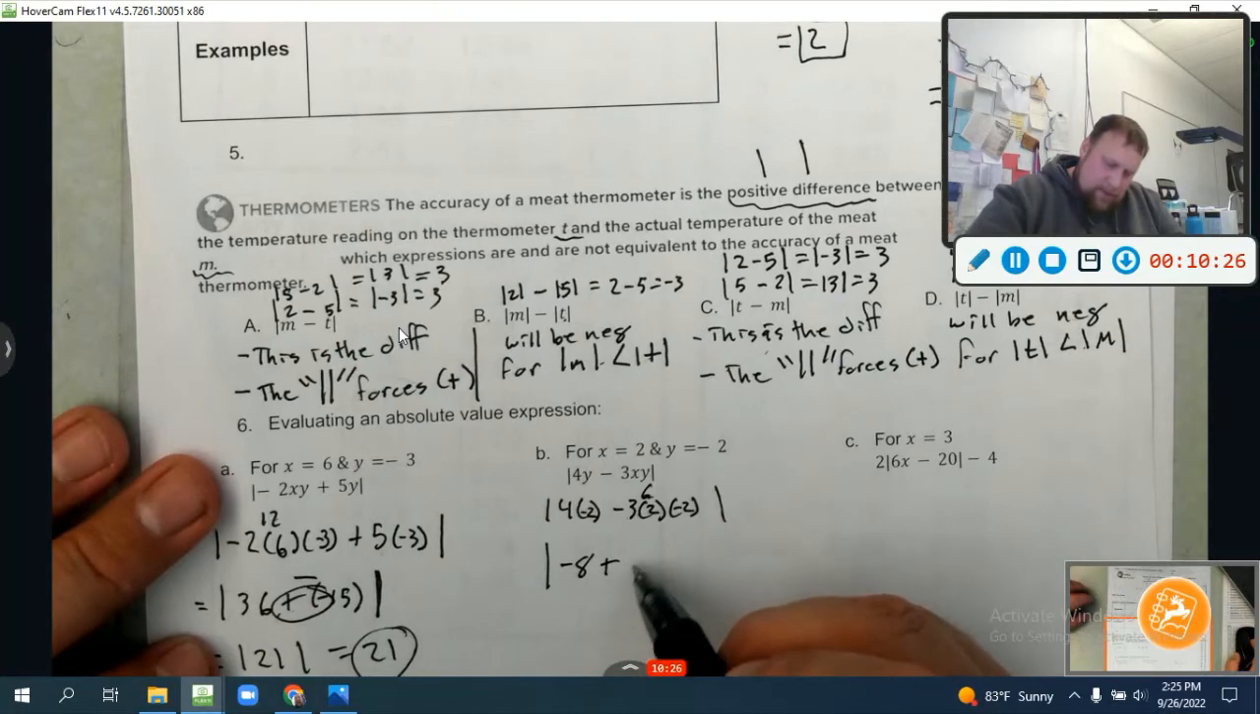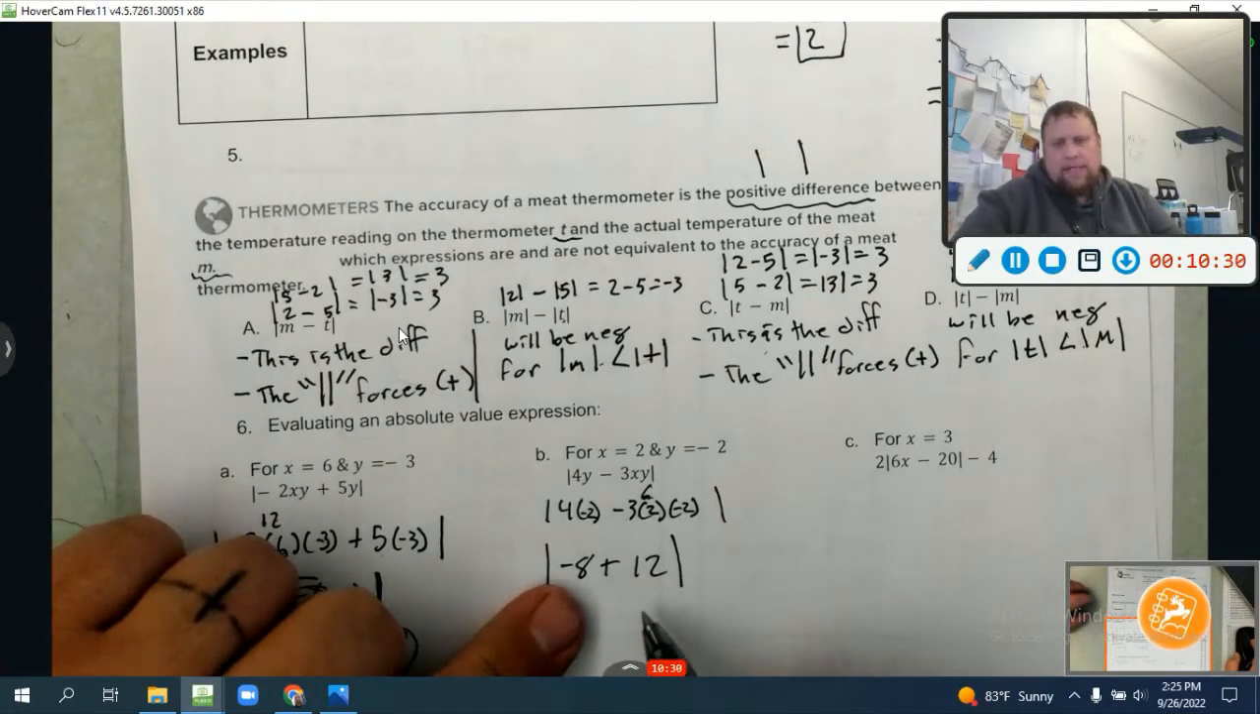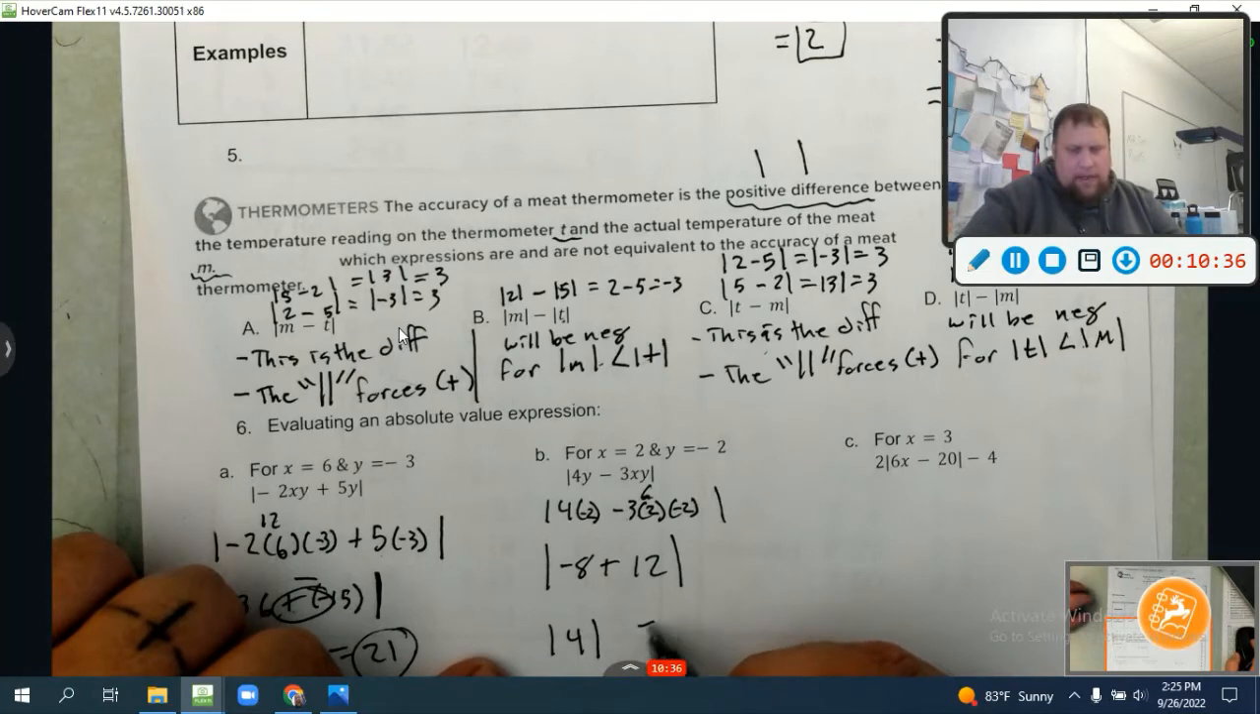I've got a battle between the negatives and the positives. The positives are bigger. They win. So I'm going to get 12 minus 8 is 4. Positive 4. What's the absolute value of positive 4? It's 4. Boom. Last but not least.